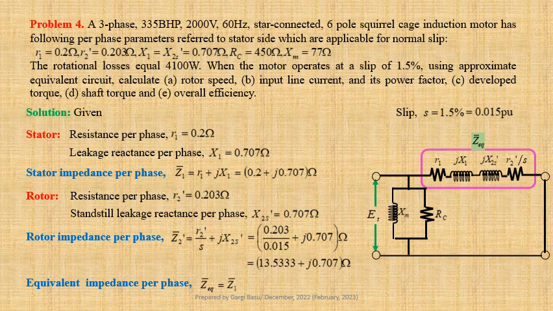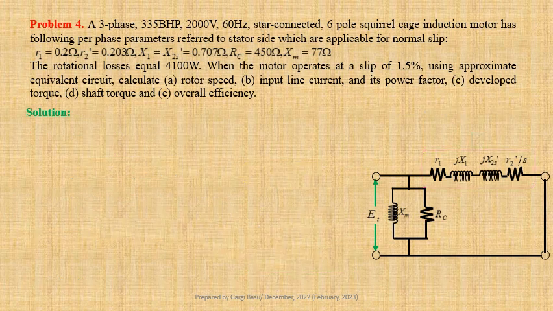Let us now determine equivalent impedance per phase referred to stator side. ZQ equals Z1 plus Z2 dash. Using values we get 13.7333 plus j times 1.414 ohm. This may be written in polar form as 13.806 ohm at an angle 5.8785 degree.